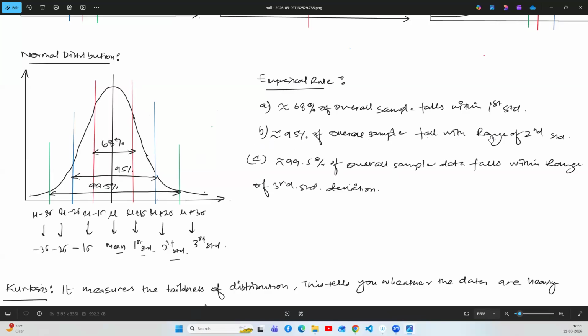95% of the overall data samples fall within the range of the second standard deviation, that is between mu minus 2 sigma to mu plus 2 sigma. Similarly, between mu minus 3 sigma and mu plus 3 sigma, approximately 99.5% of the overall sample data falls within this third standard deviation range. Range means the difference between the minimum value and the maximum value. So this applies only if your data is normally distributed. Otherwise, this is not valid. This is not valid for any skewed data.